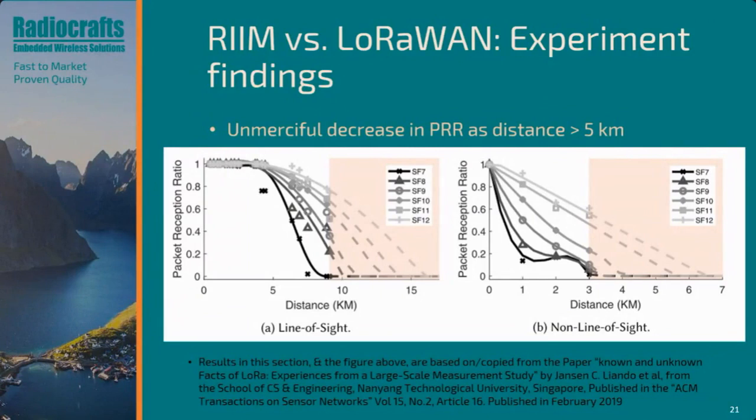Then, of course, in figure B, the line of sight part, don't get tricked by how it looks, because the scale is not the same. On the right-hand side, the scale is still 7 kilometers. And you can see the even more severe degradation in packet reception rate at distances as short as even 1 kilometer.